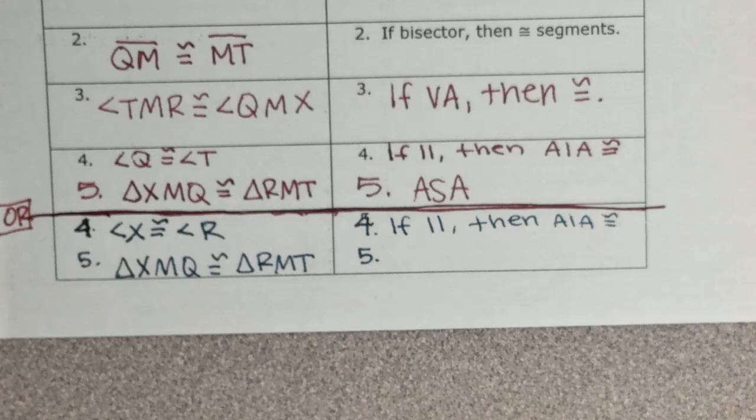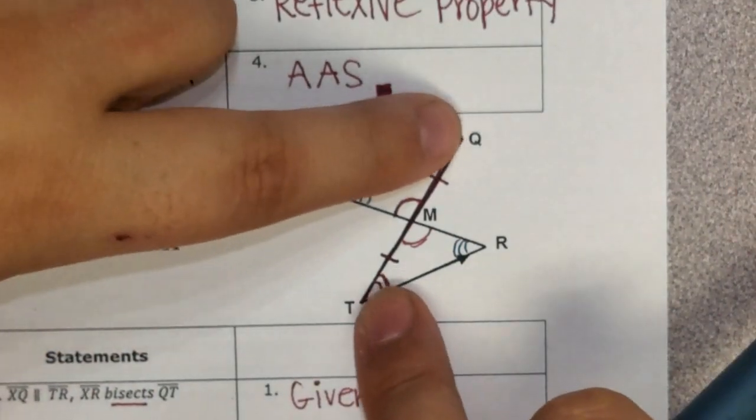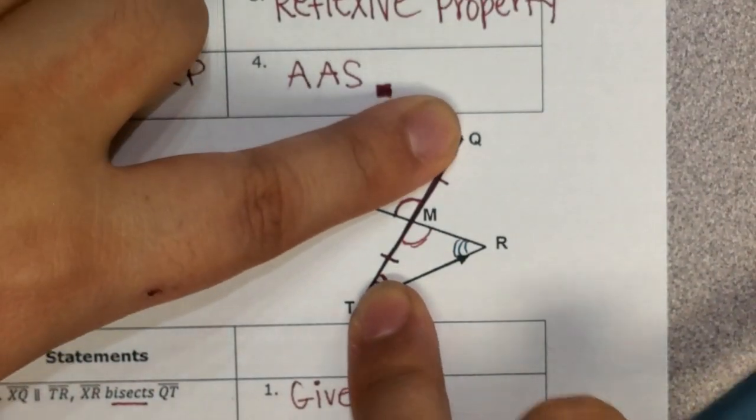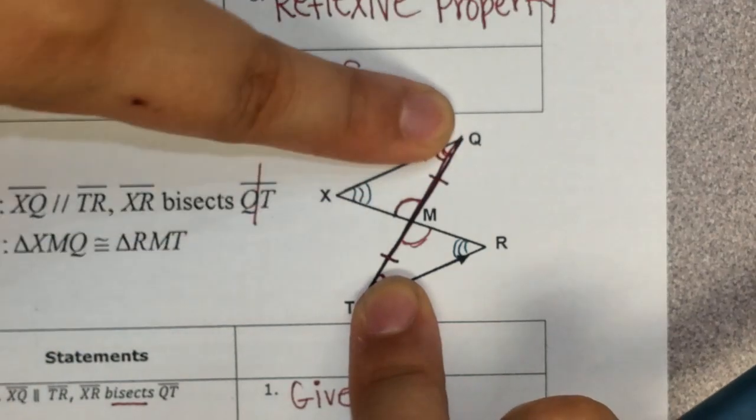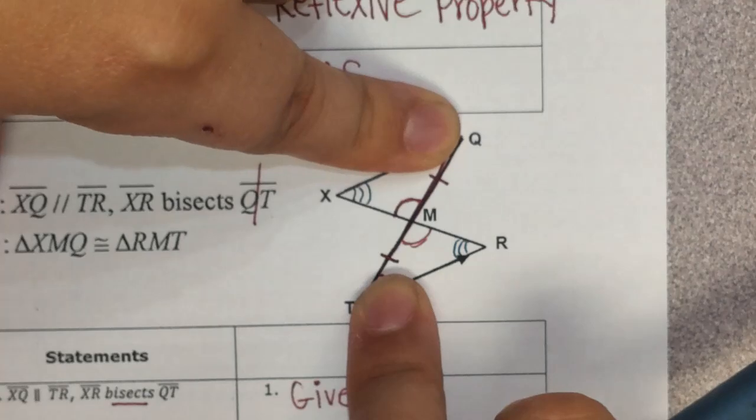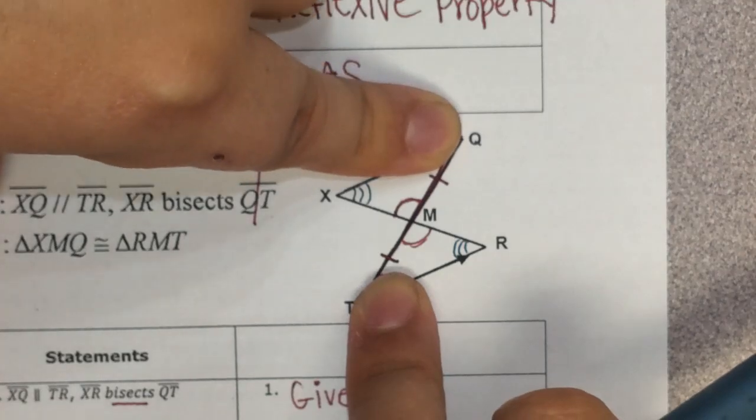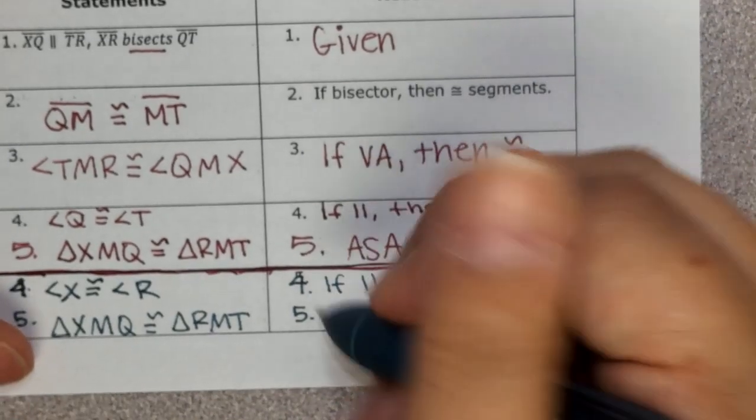However, if Armando chooses X and R, hold on real quick, look at the picture. Do I still have ASA? No. Look at the picture. Armando chose X and R. What do I now have? So that changes my reason.